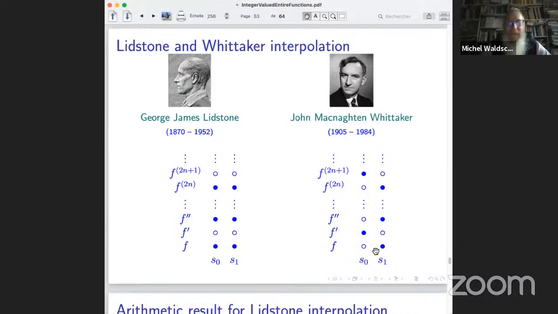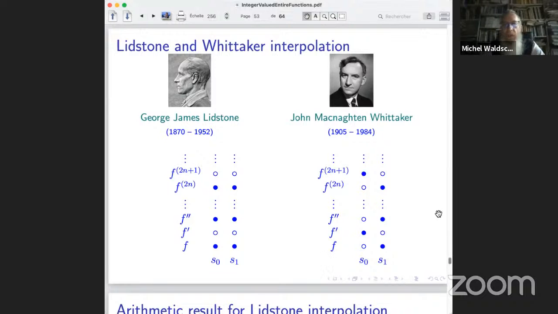Okay, so I would like to discuss other problems which are related to integer-valued functions. And I will start with Lidstone. For Lidstone, we take 2 points, and we ask a condition on the derivatives of even order. So you see, it's not a 2-point integer-valued function because we do not ask something on the derivatives of odd order. We ask that the values are integers, the second derivative is an integer, the derivative of order 2n is an integer. And so I will explain a little bit Lidstone interpolation.